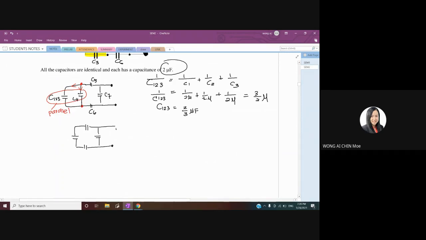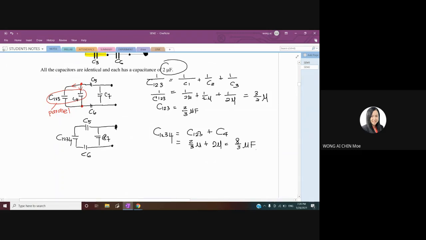Okay, so this is the terminal. This is C7, C5, C6. This is C1, 2, 3, 4. So you do parallel first. This one you do parallel first. So C1234 will equal C123 plus C4. C123, the value we just got, is 2 over 3 microfarad, plus C4 is 2 microfarad. So finally, we will get 8 over 3 microfarad.